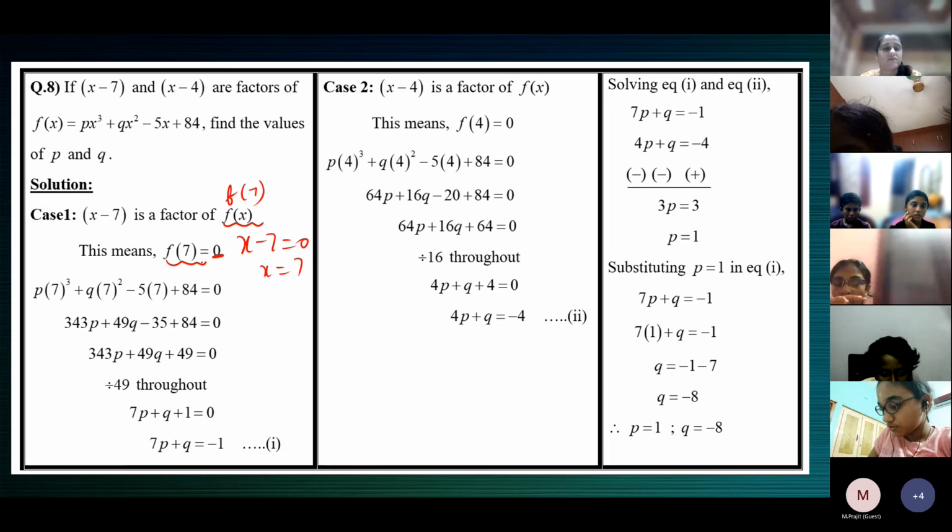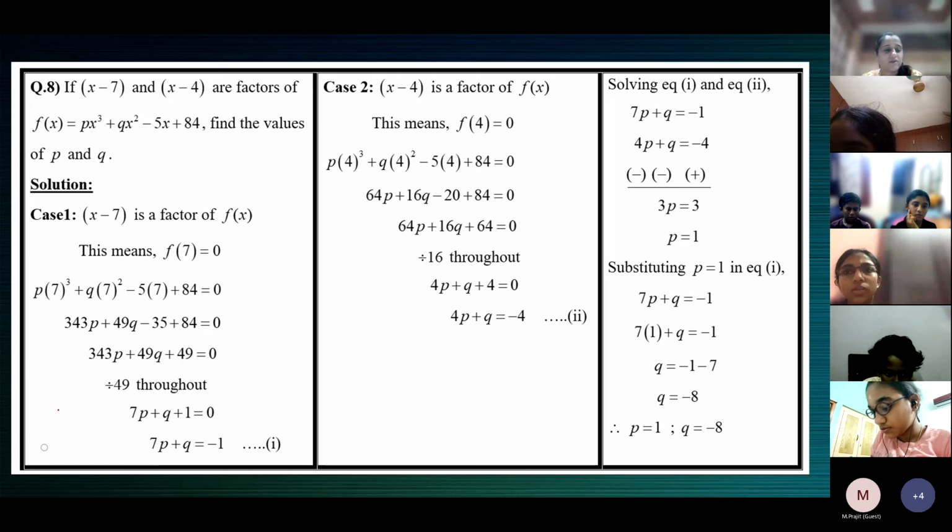Now, how do you find f of 7? In f of x, wherever there is x, use 7. So see here, wherever there is x: p into 7 cubed plus q into 7 squared minus 5 into 7 plus 84 is equal to 0.